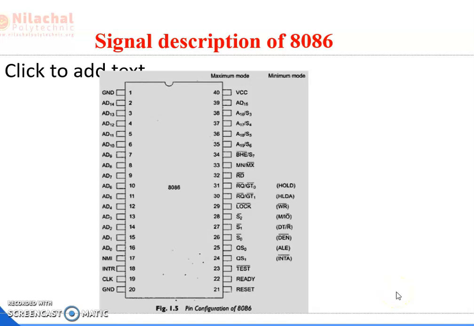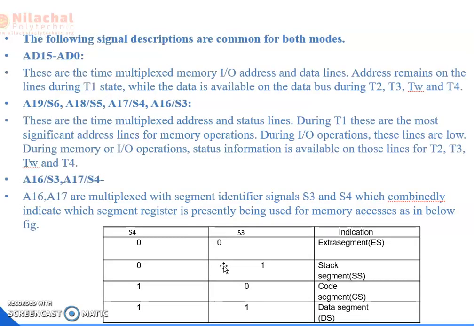Hello students, so today we are discussing the signal description of the 8086 microprocessor. In the pin diagram, a total of 40 pins are present. The following signal descriptions are common for both modes, minimum mode and maximum mode.